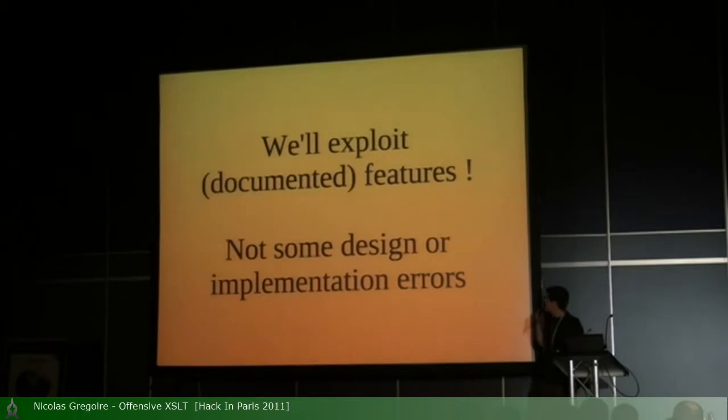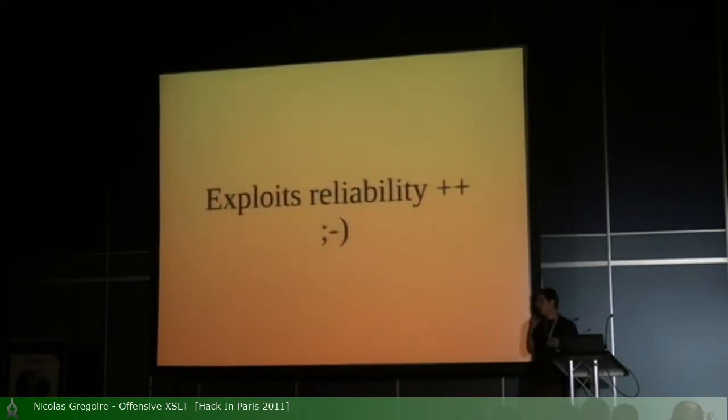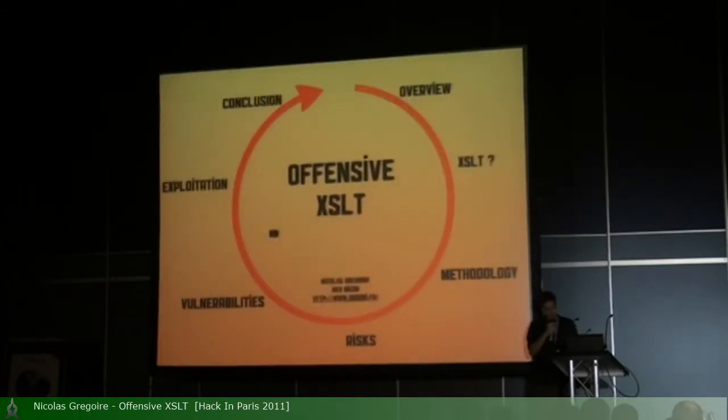An important point is that we will try to exploit features of the XSLT engines, and so we do not have problems like memory corruption. Given this point, we will have very reliable exploits, which is always a good thing. Java exploit, for example.